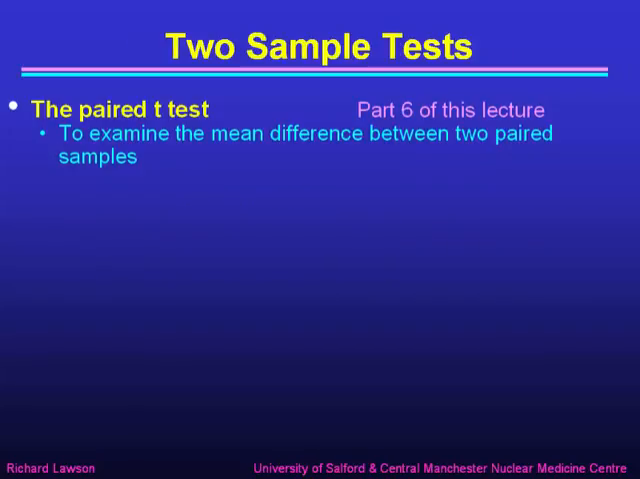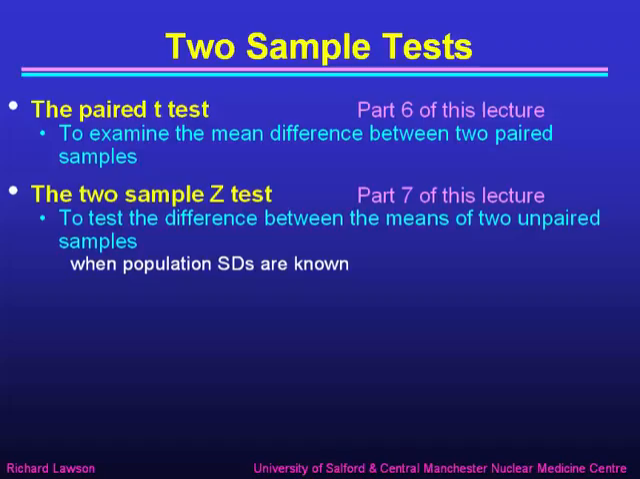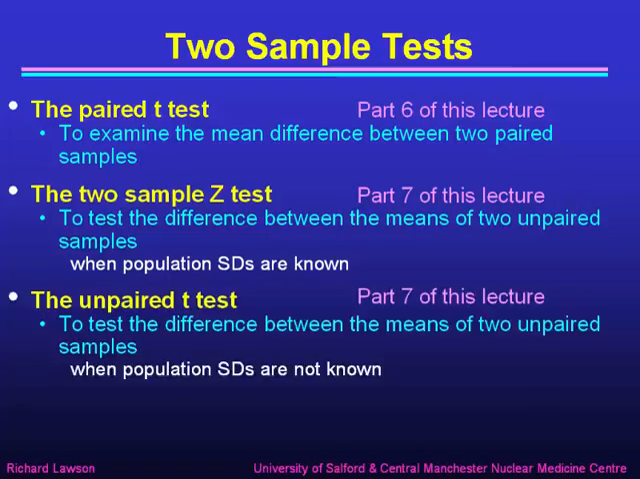Two sample tests include the paired t-test, which I'll talk about in part 6. This is used to examine the mean difference between two paired samples, and the two sample z-test I'll deal with in part 7, which is to test the difference between the means of two unpaired samples. And we use the two sample z-test when the population standard deviations are known, and we have the unpaired t-test to test the difference between the means of two unpaired samples when the population standard deviations are not known. So once again we have the t-test when the standard deviations are not known, and the z-test when the standard deviations are known.